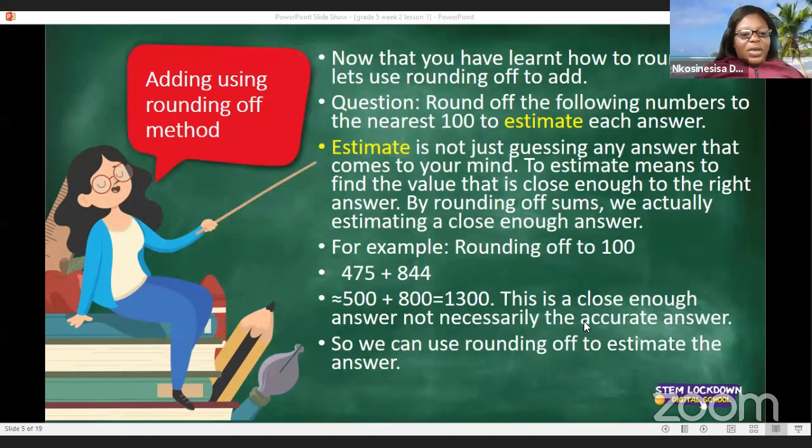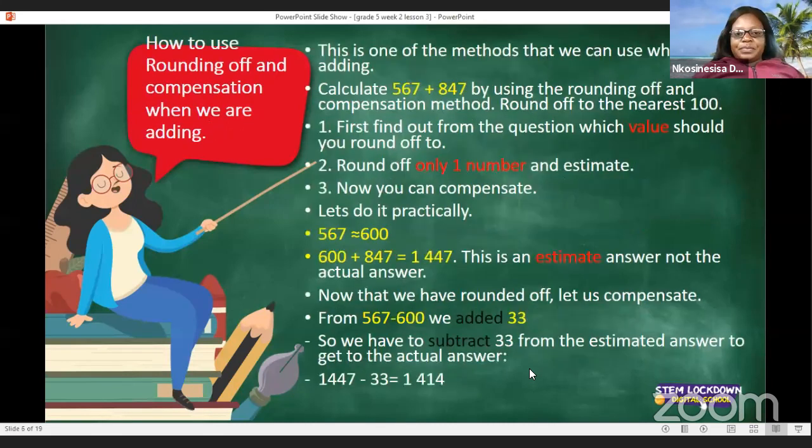Accurate answer means if you have to go down to the paper and you calculate, that is the actual answer that you get. And then estimate is a close enough answer. And how do we get it? We get it by rounding off either both the numbers or either one of the numbers. That is how we get an estimate. So next time your teacher says estimate by rounding off, don't think estimate means guess. No, you have to round off and then you add. That is an estimate answer. So we can use rounding off to estimate the answer.